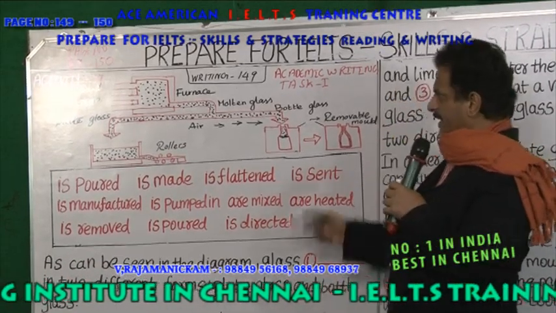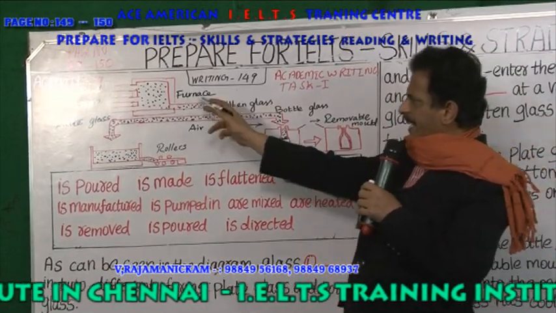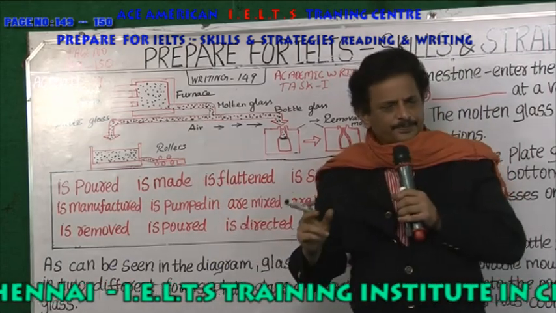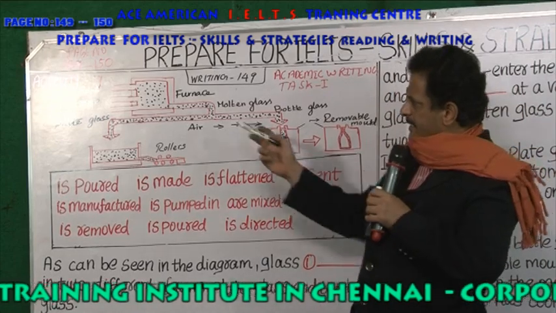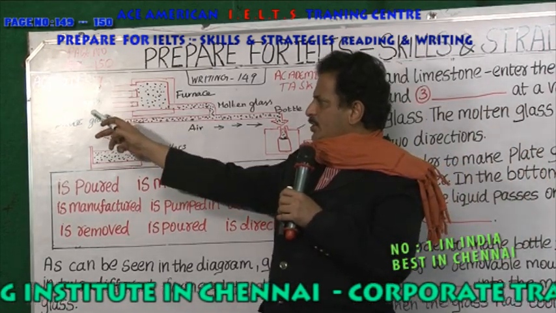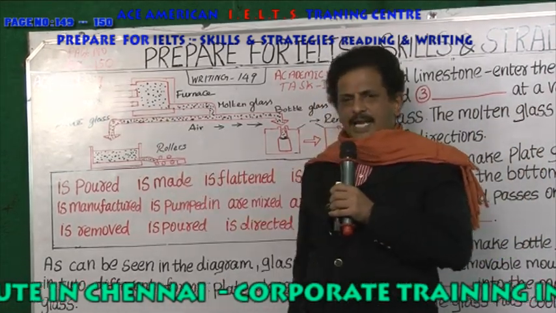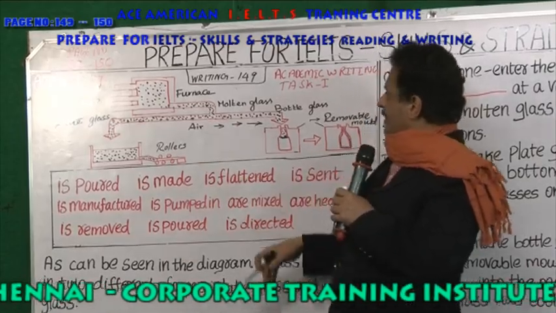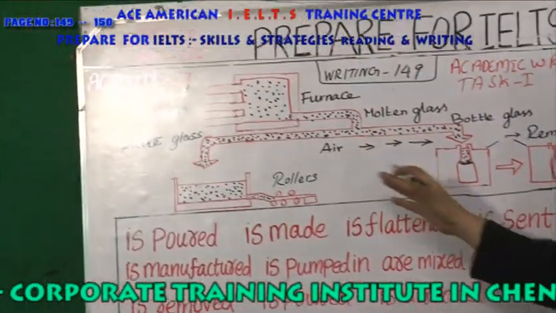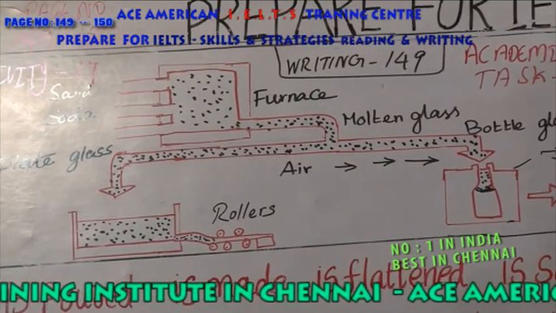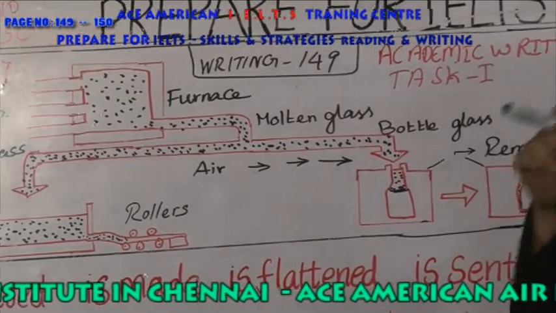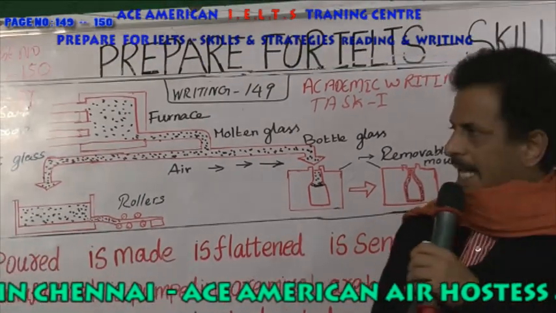See, coming here, see the diagram here. Furnace, what do you mean by furnace, sir? Something which burns, isn't it? Sand and soda and limestone. Sand, soda and limestone are mixed up. See, this is a process of manufacturing glass. So two type of glasses. What are the two type of glasses, sir? Plate glass and bottle glass.